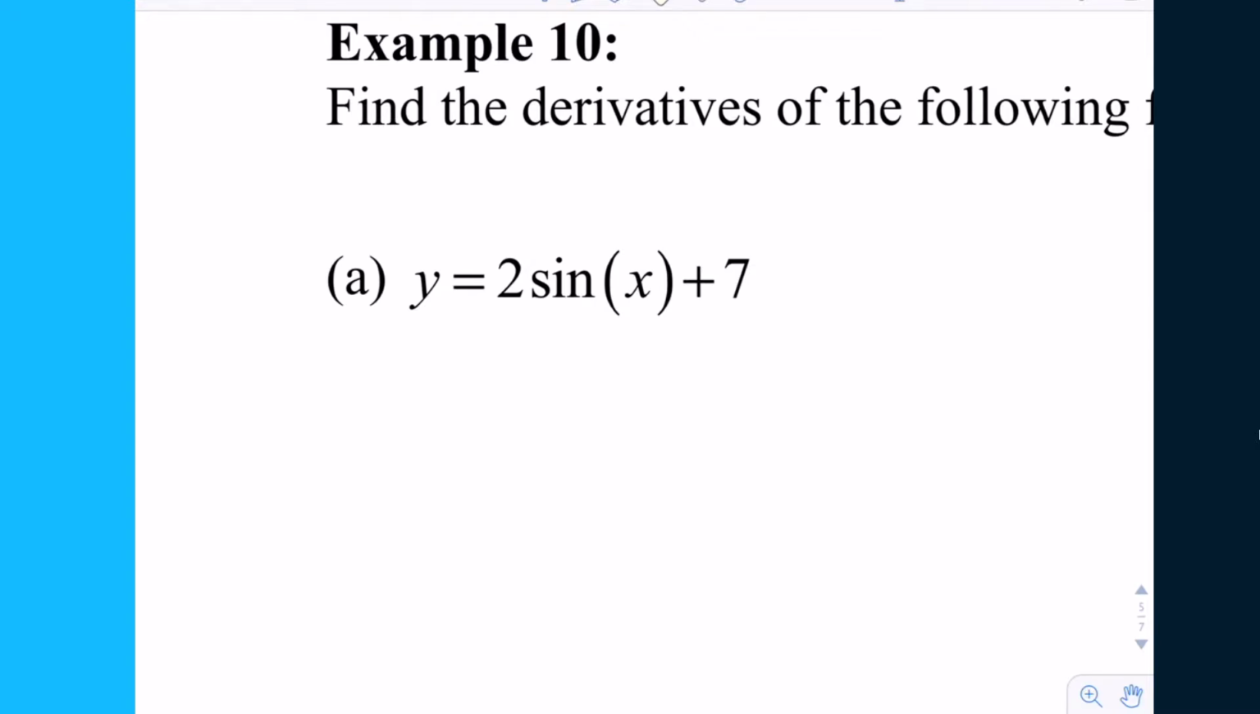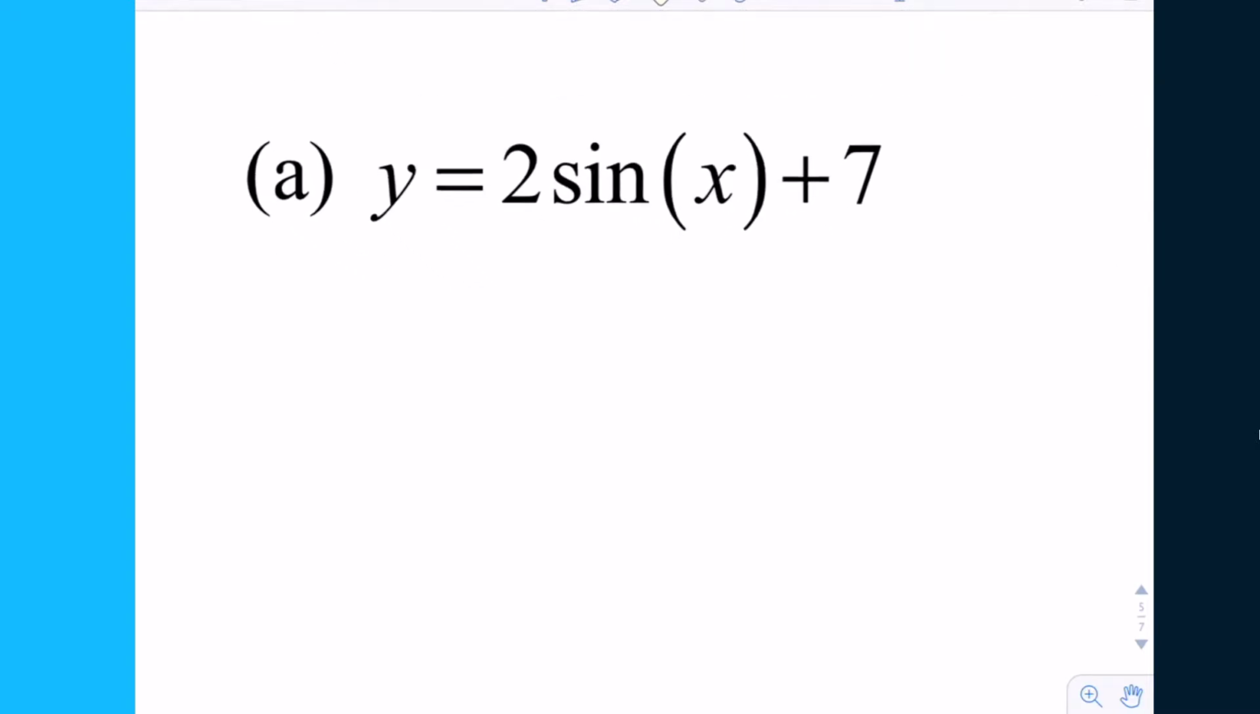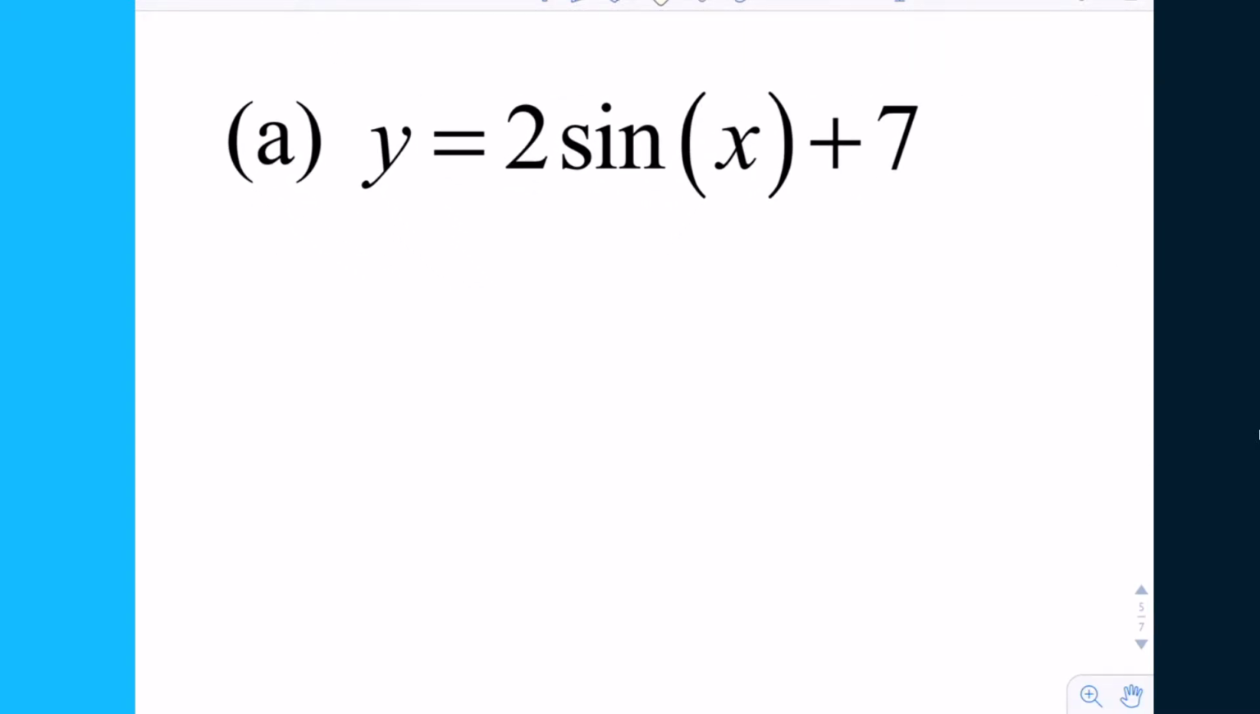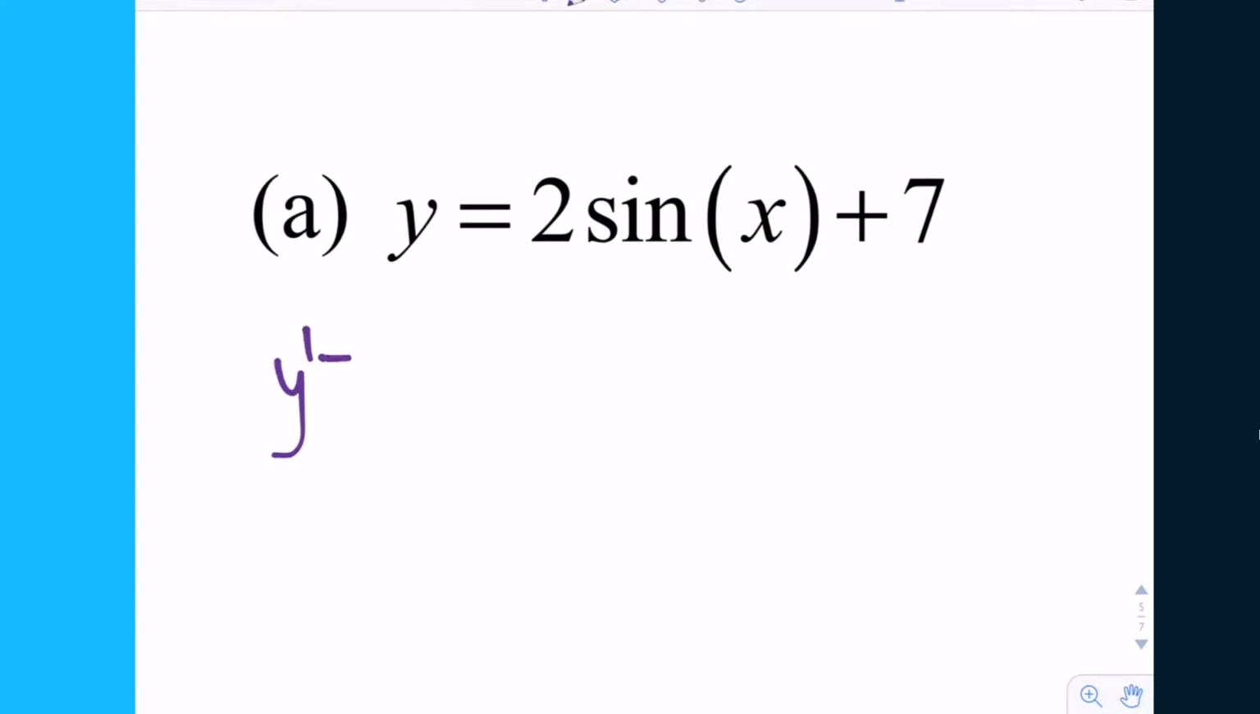Okay, here we go. Find the derivatives of the following. Y equals 2 sine of x plus 7. Do any terms need to be rewritten? No, we're ready to go. So what's the derivative of the left with respect to x? Y prime or dy dx.